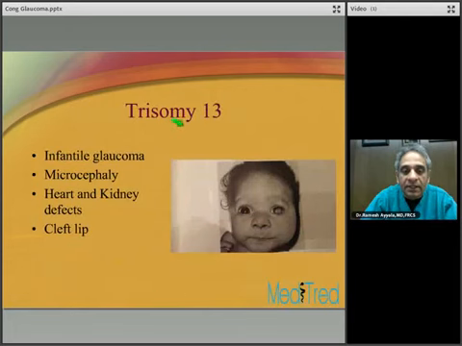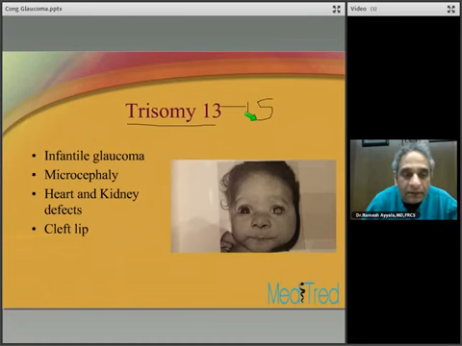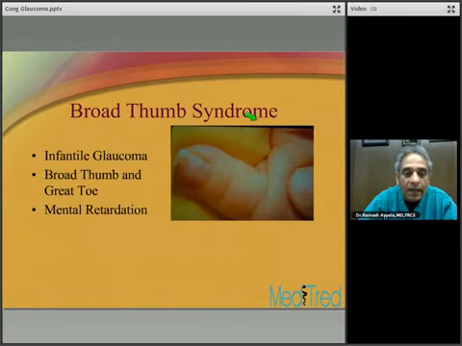Trisomy 13 to 15, all of which may be associated with glaucoma. Infantile glaucoma, they also have a variety of other systemic problems, including microcephaly, heart and kidney defects, cleft lip, and facial asymmetry, as is seen in this particular patient. Broad thumb syndrome, again infantile glaucoma, broad thumb and great toe, is associated with mental retardation.